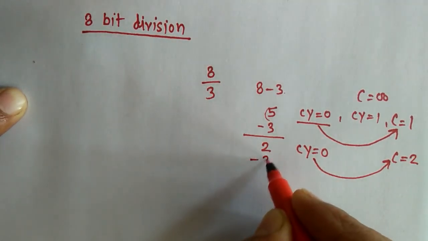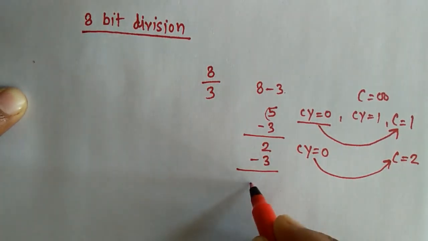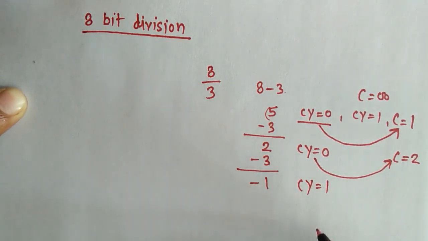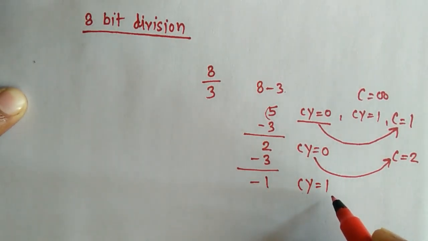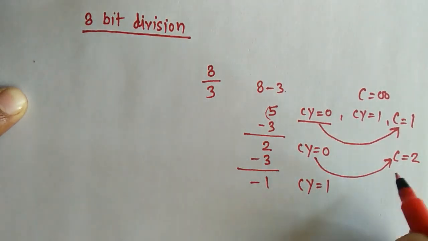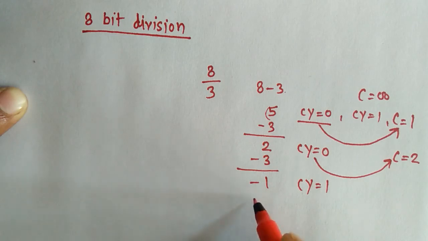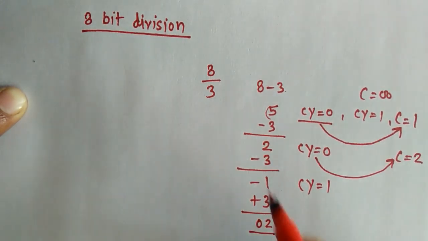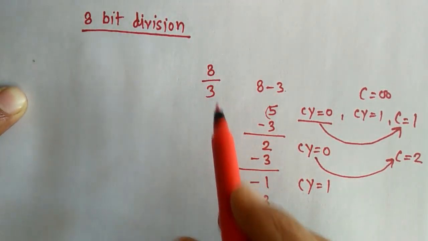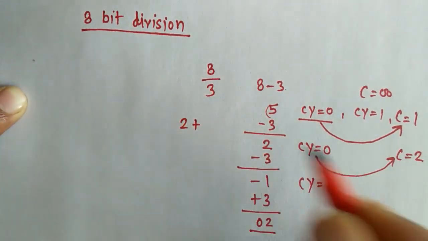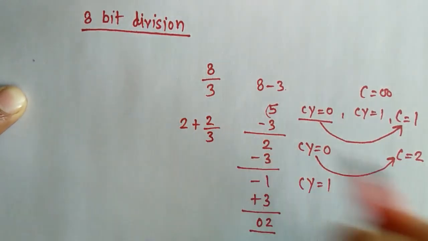Again we will subtract the number 3 from 2. This time we will get minus 1, and obviously carry will be 1, and if carry is 1, then we are not going to increase the value of C. After that we will simply add the original number again. So here we will get 2. What we are doing here is, when you divide by 3, your quotient will be 2, and you can write it as 2 plus 2 by 3.